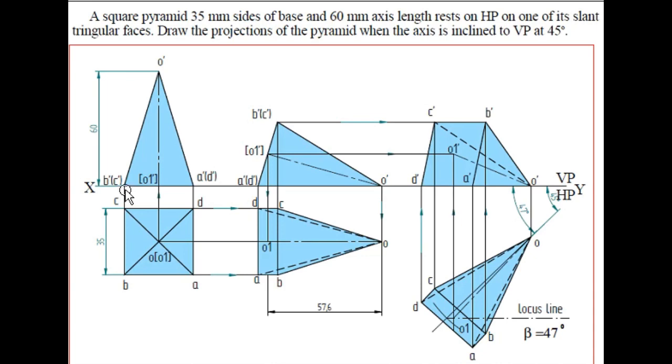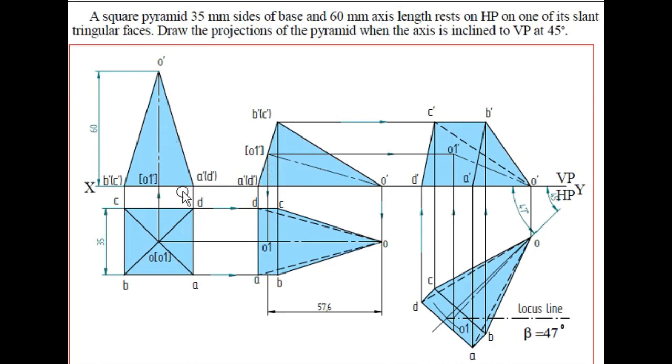The naming condition is that B dash is visible, because when I see from this direction the B point is visible. That is why B dash has been represented, whereas C is hidden, so the C dash will be represented in bracket. Similarly, A dash is visible, and D dash will be represented in the bracket. Then what is the next condition?